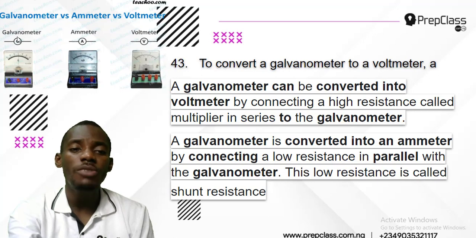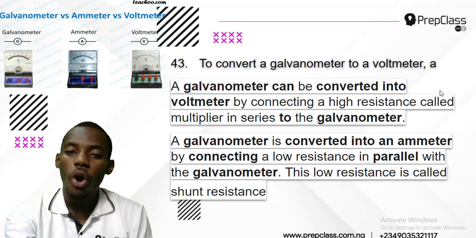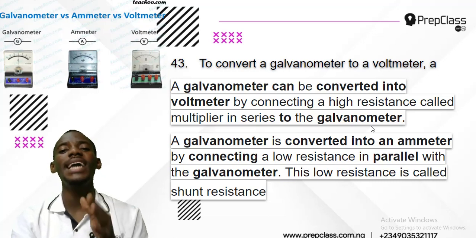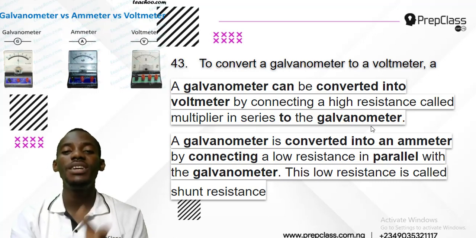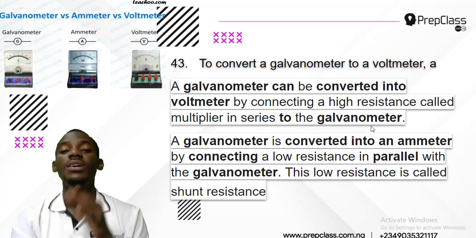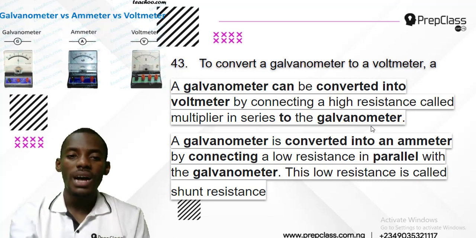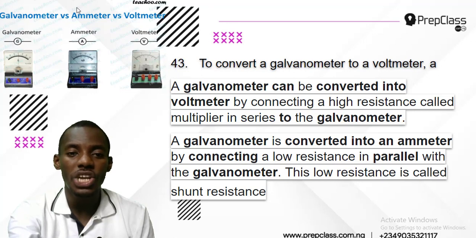Now a galvanometer can be changed into a voltmeter, and it can function that way. A galvanometer can be converted into a voltmeter by connecting a high resistance called a multiplier in series to the galvanometer. So if you connect a multiplier in series to the galvanometer, it will be converted into a voltmeter, and that is the multiplier principle.